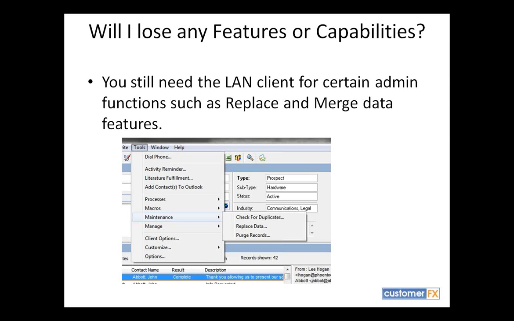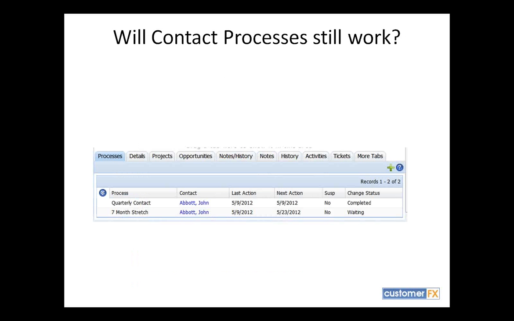One of the things you can't do in the web that you can do in the LAN is some of the administrator functions, like the ability to replace data, do bulk duplicate checks, and merge duplicate records in bulk. That still has to be done through the tools menu, and there's a little screenshot of it in the LAN client. And again, that's an admin function. That's not the sort of thing users would be doing typically. So from their seat, they are not going to be missing any features.